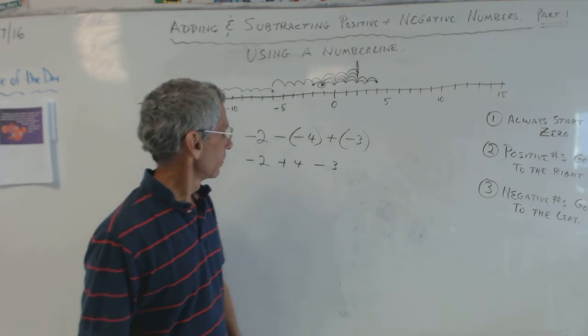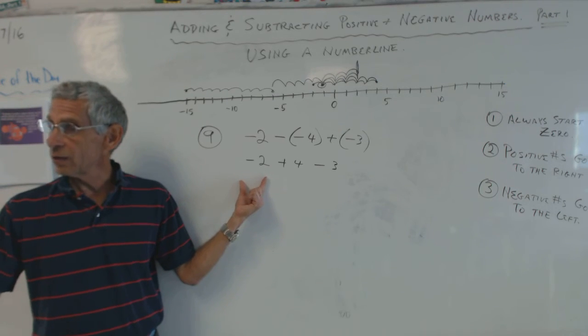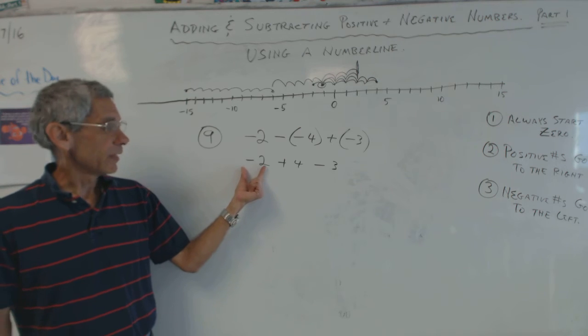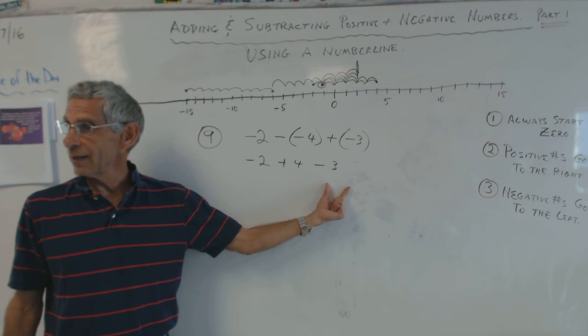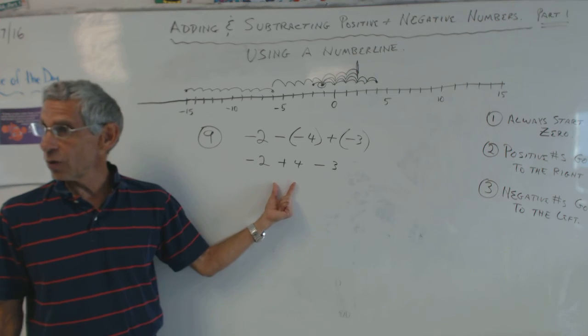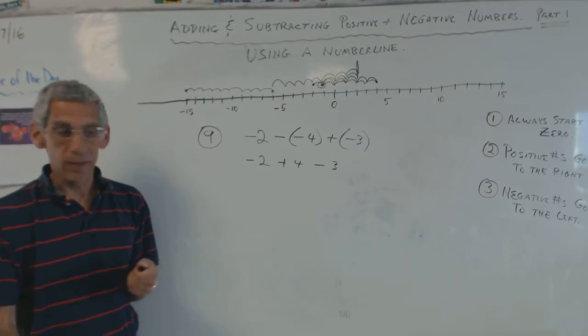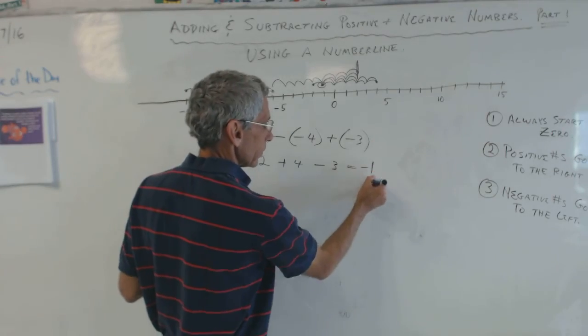Negative 1. All right, here's what I do. Okay, guys, listen. Negative 2 and negative 3 is negative 5. Negative 5 plus 4 is negative 1. Right? Negative 1. All right, good job.